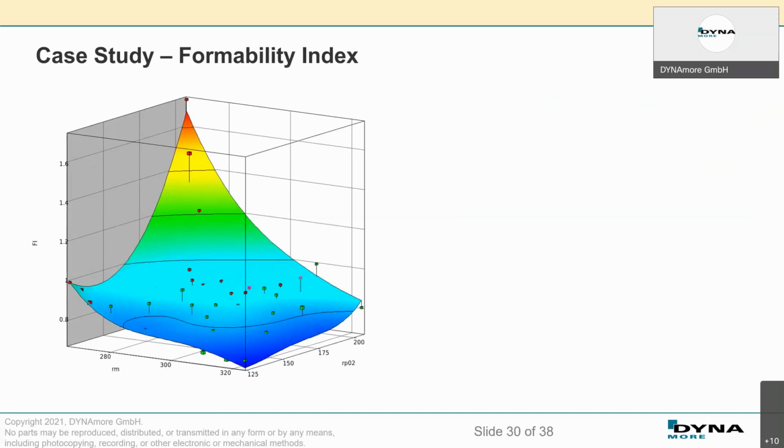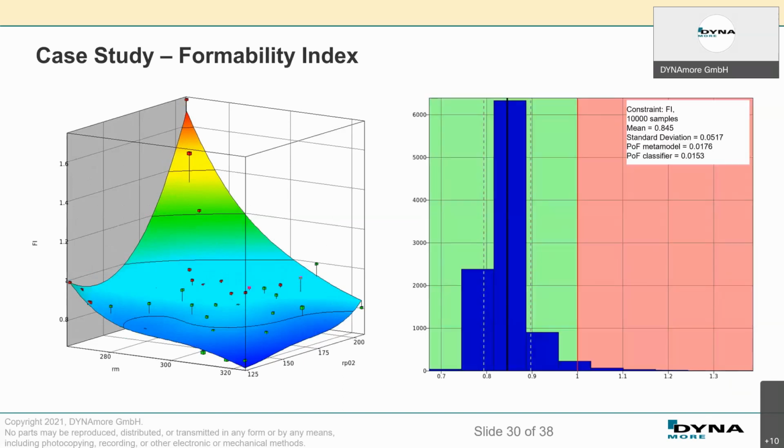The same thing goes for the Formability Index. I don't need to go into detail here because it's exactly the same. We also see mean value, standard deviation, and probability of failure. What is a little bit different is that the probability of failure is definitely lower than what we had for the thickness reduction in our example.